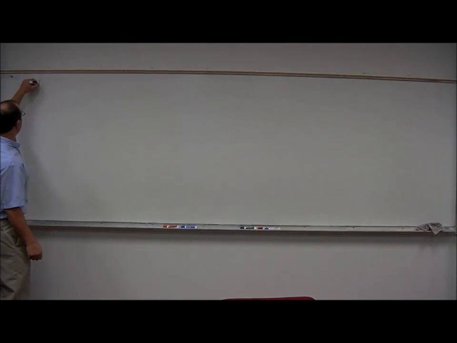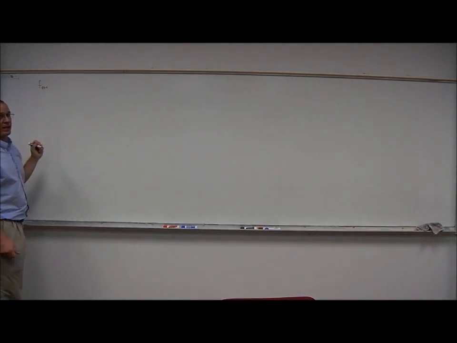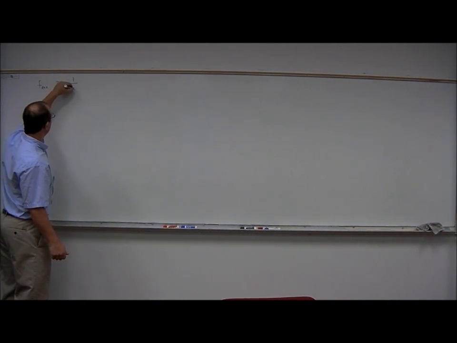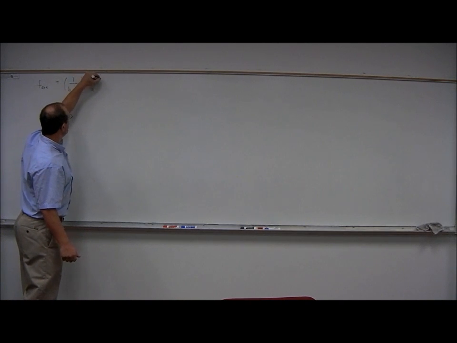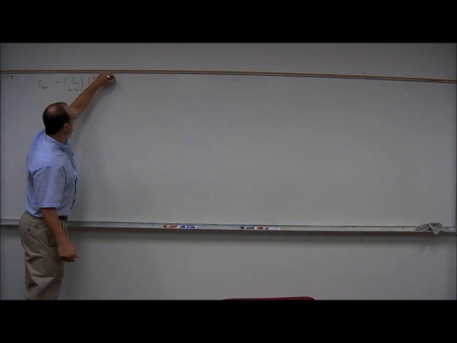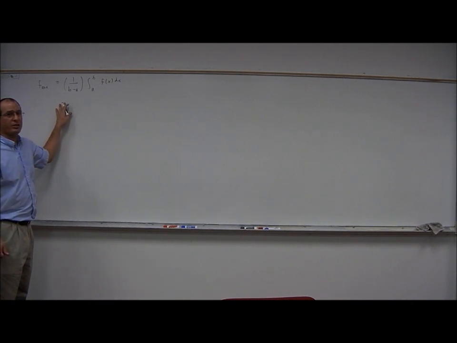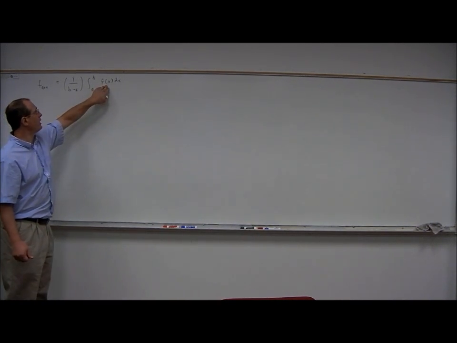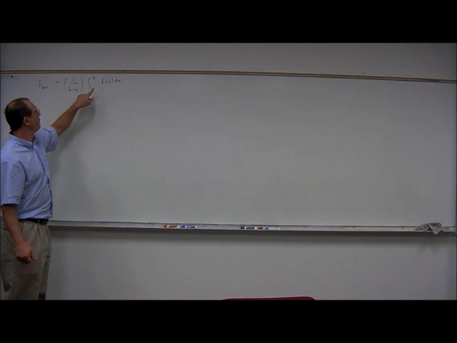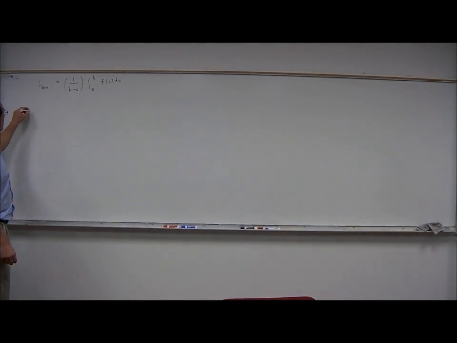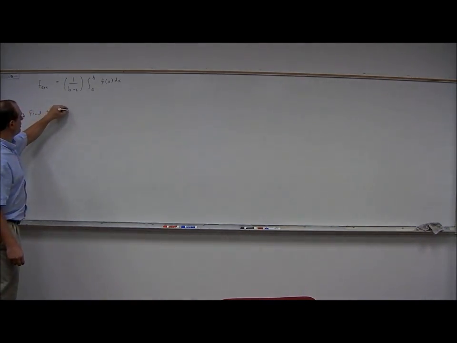So in general, the formula for the average value of a function over an interval is 1 over b minus a times the integral from a to b of f of x dx. So this will give us the average value of the function y equals f of x over the interval from a to b.